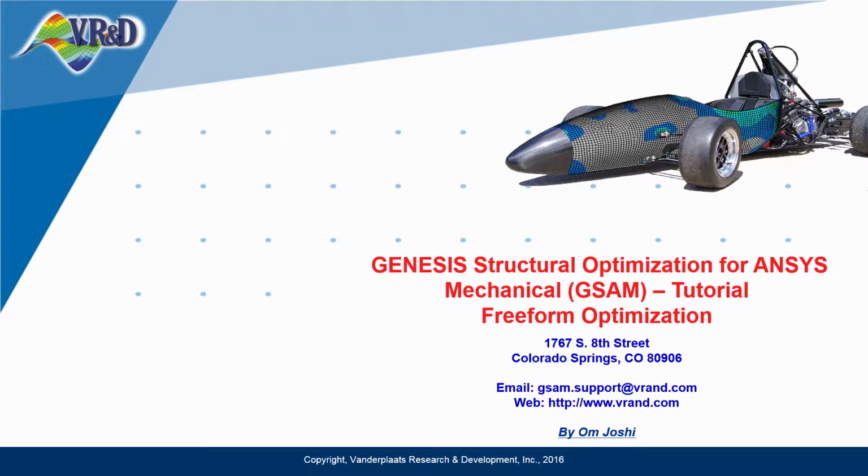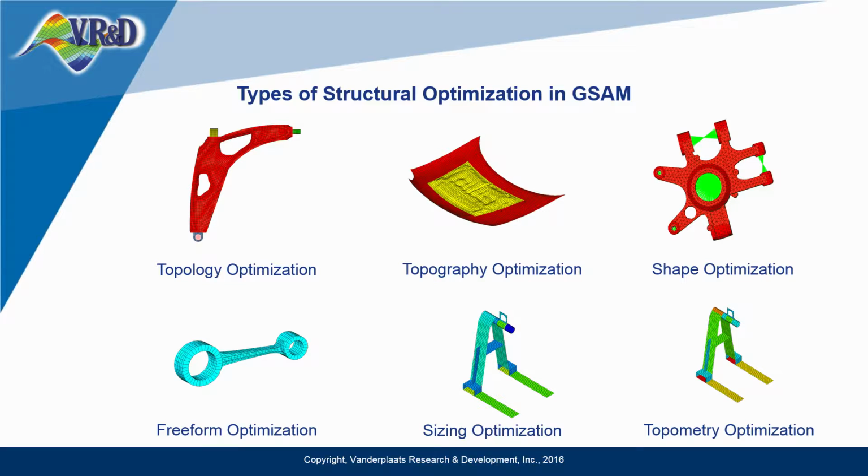The following video will introduce you to freeform optimization using Genesis Structural Optimization for ANSYS Mechanical, or GSAM. GSAM is an integrated extension that adds topology, topography, shape, freeform, sizing, and topometry optimization to the ANSYS environment. The extension provides a reliable, robust, and easy-to-use interface which allows designers to set up structural optimization problems, post-process them, and export the data within the ANSYS environment.